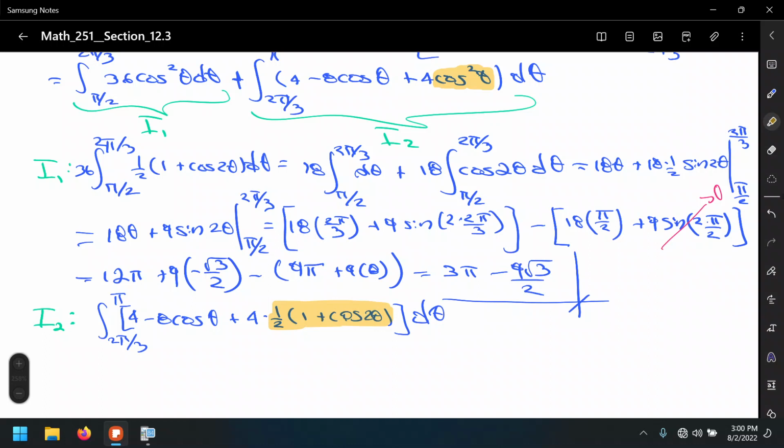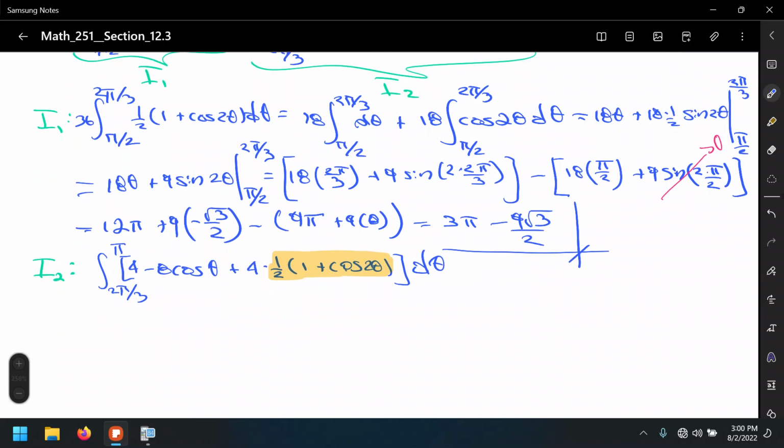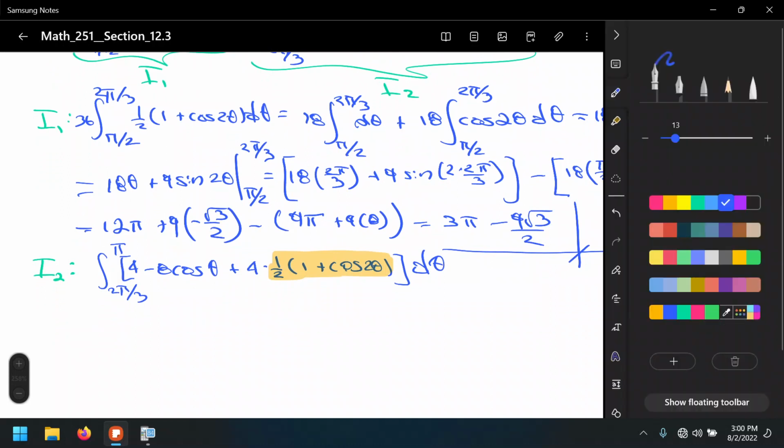Now we can split this into a few integrals actually. So number 1, that's 4 over 2, that's going to be 2. This will be a 2.